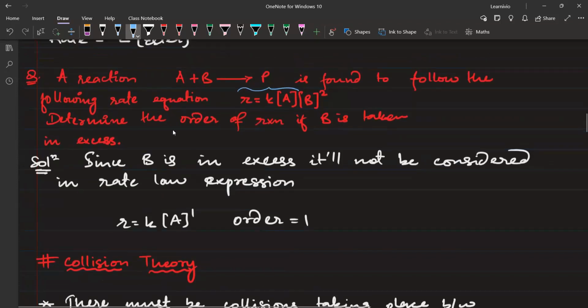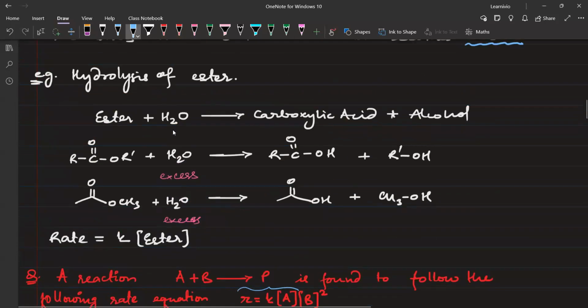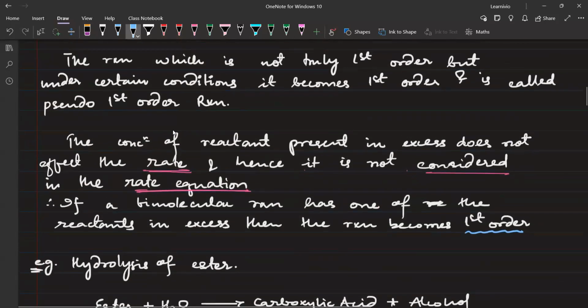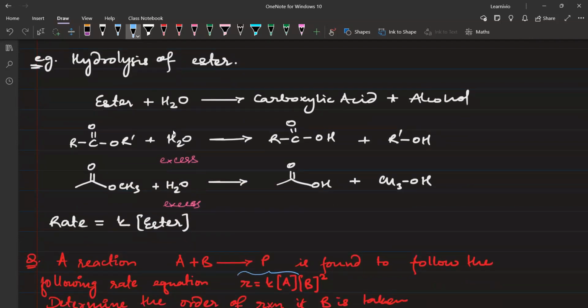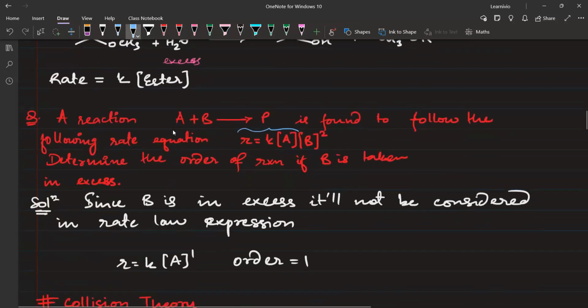Now, यही एक सवाल है जो आपके पास आ सकता है. Otherwise, they can directly ask what is a pseudo first order reaction, or they can ask you to give an example, or they can give you this reaction और उसमें बोल दिया कि H2O excess में है, write the rate law expression. तो ये आपके पास जो simple notes हैं वही सवाल आ सकते हैं. ठीक है, in the form of a question they can ask you these things.